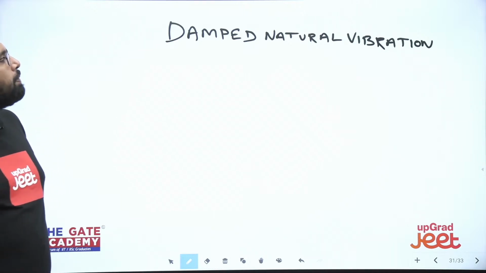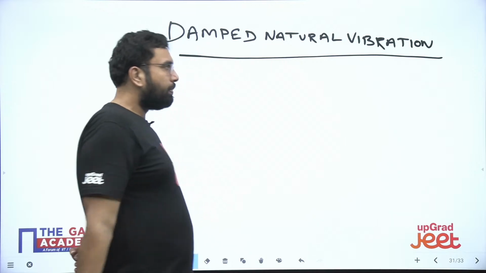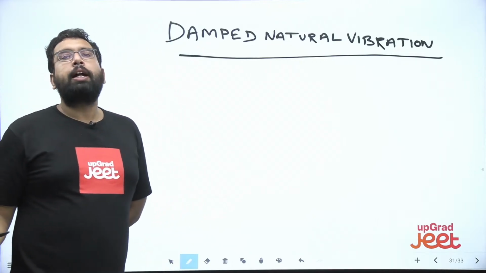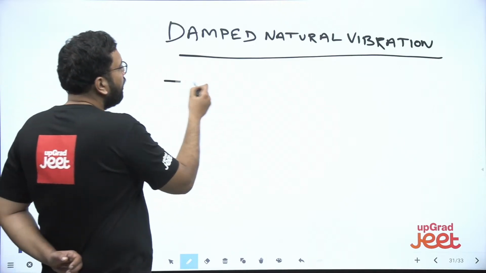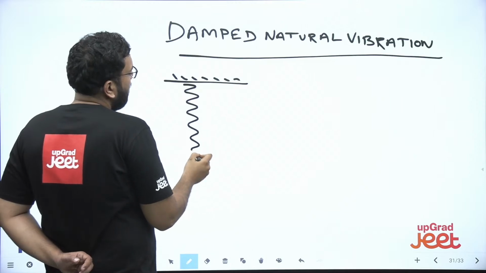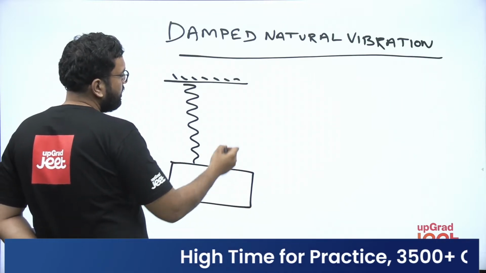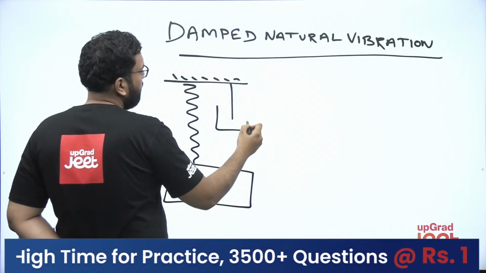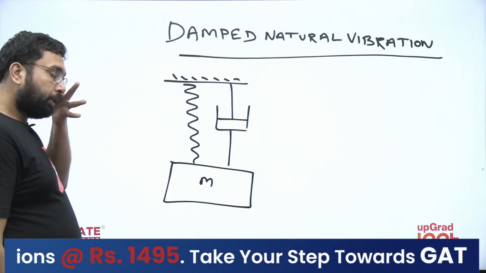Right? The damped natural vibration. So in this damped natural vibration, there is one add-on, that is we are considering the friction also in the system. Any system practically must have some stiffness. So this is mass, and this is going to be your damper. So this is the representation.